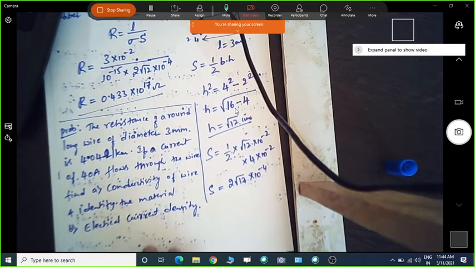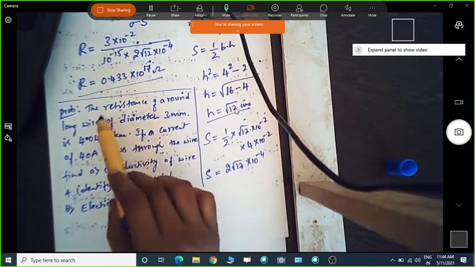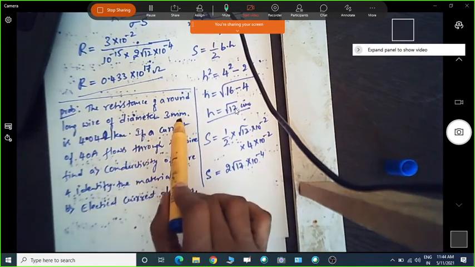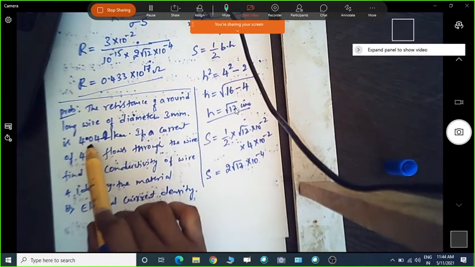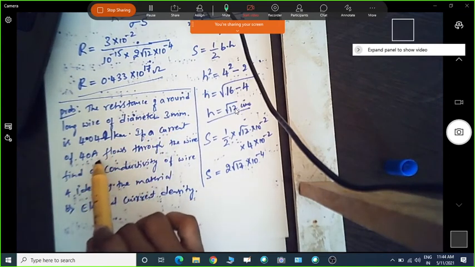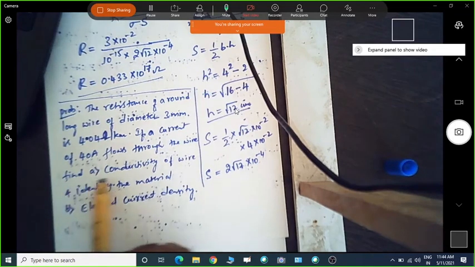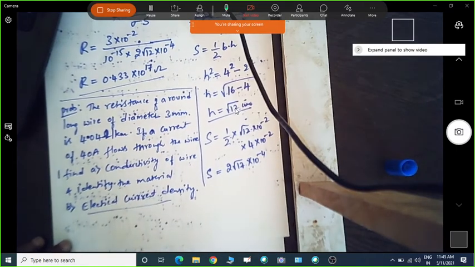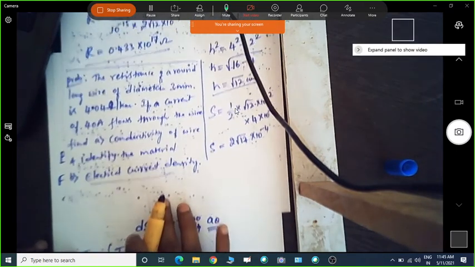Okay, so this is what you have to find out. The resistance of a long wire of diameter 3 mm is 4.04 ohm per kilometer. If a current of 40 ampere flows through the wire, find the conductivity of the wire, identify the material, and then find the current density. So now how can we find it out?